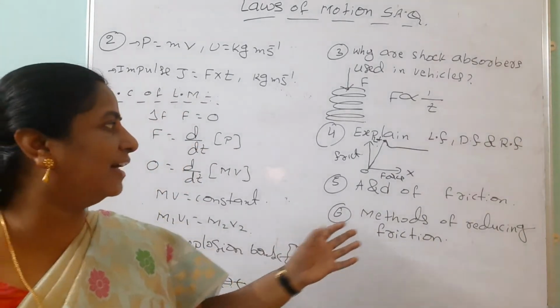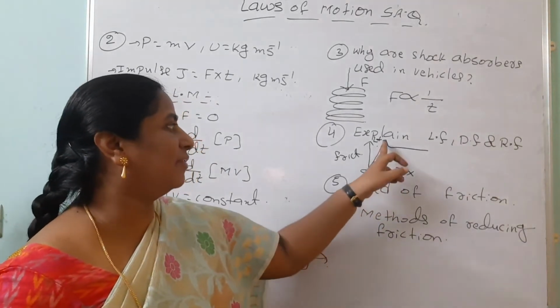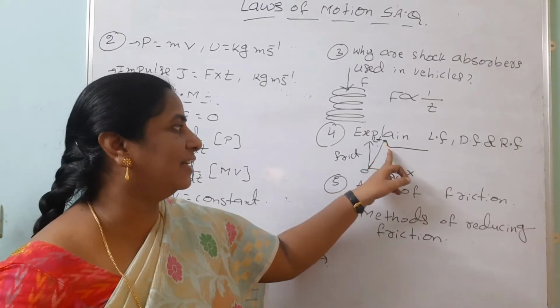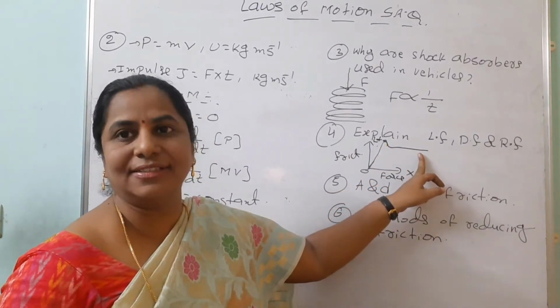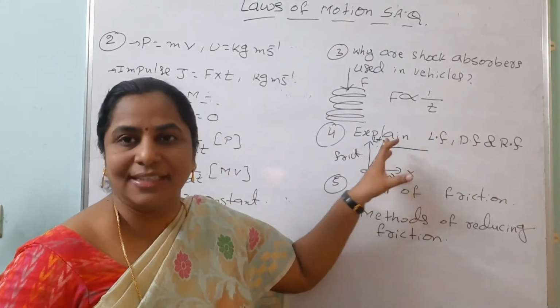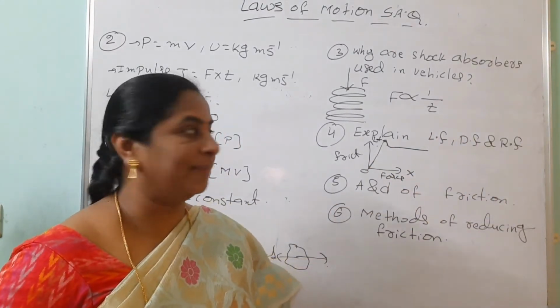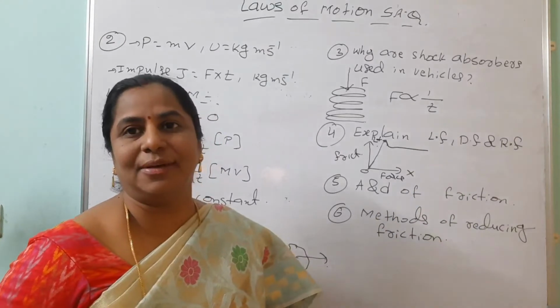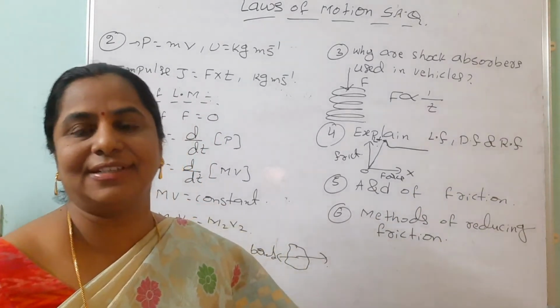So from this, what are you understanding? The maximum of static friction is called the limiting friction. When the body is sliding on the surface, that is called the dynamic friction. And dynamic friction is always less than the limiting friction. Then the last one, you know, when the body is rolling on the surface, which friction is acting?